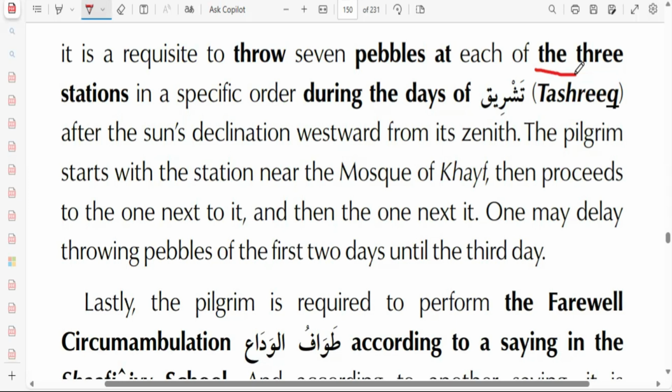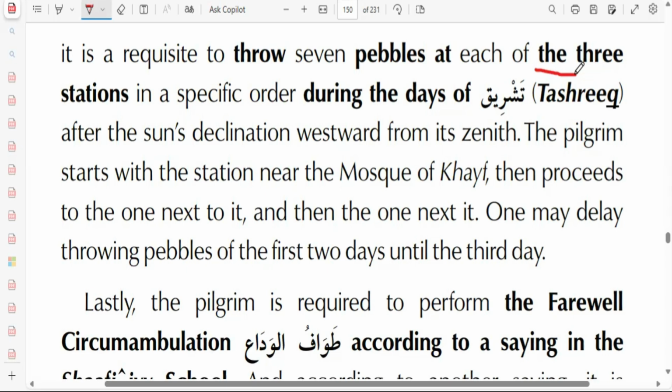after the sun's declination westward from its zenith. Yani, during the 3 days of Tashriq, you have to throw pebbles at the 3 stoning stations. When does that time start on each day? It starts at Dhuhr time each day. When does Dhuhr start? When the sun declines westward from its zenith.